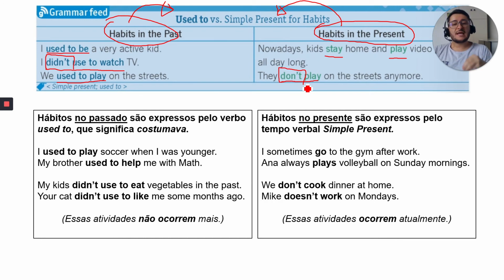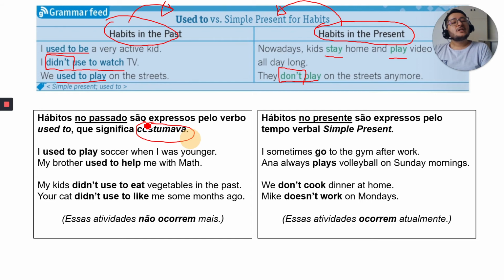Elas não acontecem mais. Because they are in the past. Okay? Used to. Look. Used to means costumava. This is past.